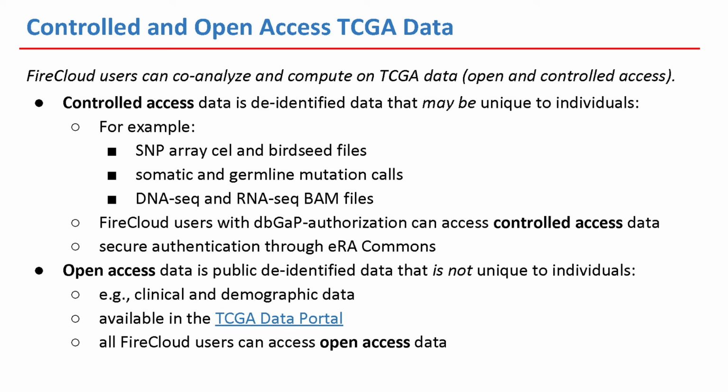So controlled access data is specifically things like BAM files for DNA or RNA-seq, somatic and germline mutation calls, SNP array and birdseed files. FireCloud users with dbGaP authorization can access controlled access data, and we'll walk you through what you need to do in order to do that. Basically, the way that's done is secure authentication through ERA Commons. Open access data, as you saw, is public and it's de-identified. There you see clinical data. You can go to the TCGA data portal and read all about the data itself if you have any questions. And all FireCloud users have access to the open access data. It's in your workspaces right now.